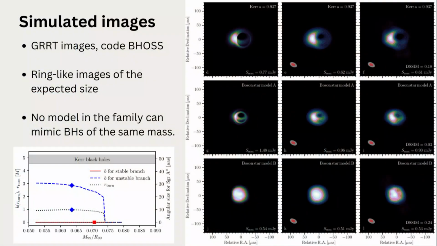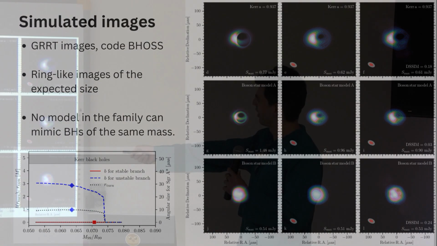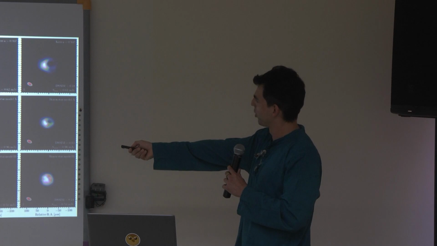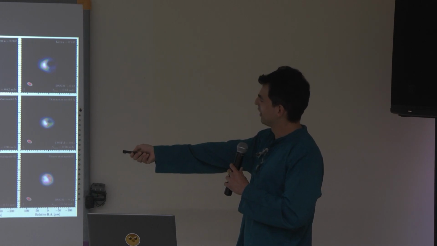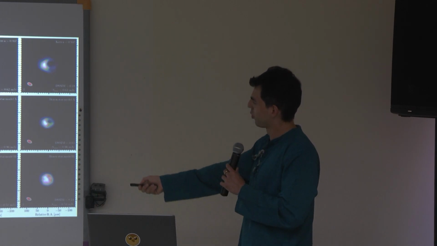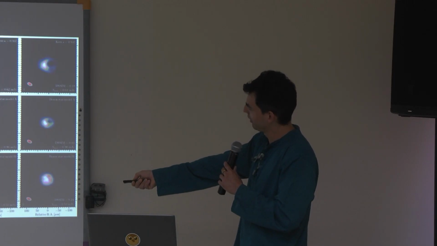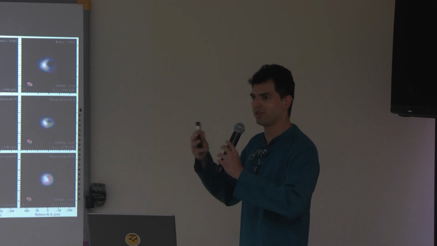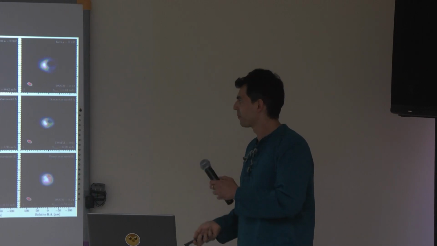Then, if we ray-trace these simulations, we can see that boson star model A produces an image that has a central brightness depression, while boson star model B produces an image that is just a glowing ball.